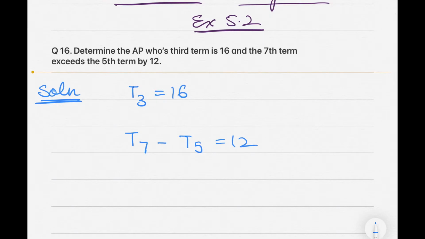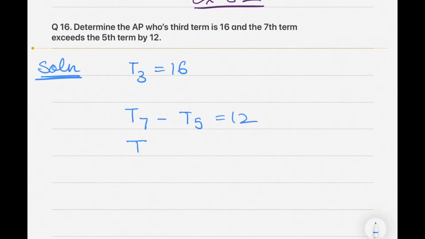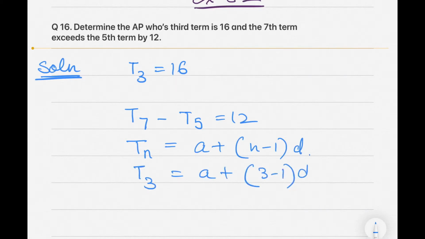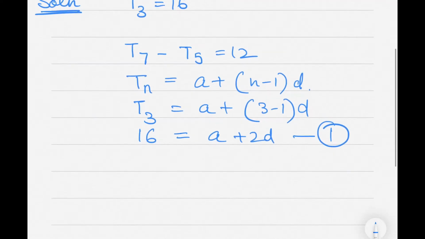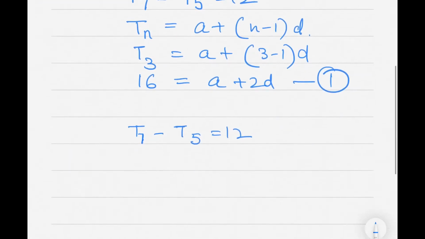Okay, so I can form two equations. The formula which I have to use is the nth term formula, Tn is equal to a plus (n minus 1) into d. Now t3 will be equal to a plus (3 minus 1) into d. t3 is given to me as 16, and this is equal to a plus 2d. So this is my first equation. Using the same formula, now we will apply. We are given that t7 minus t5 is equal to 12. So I'll apply the formula.